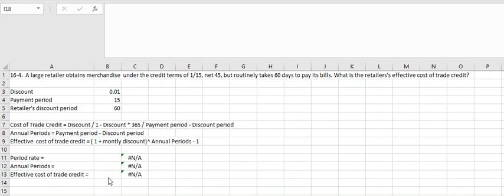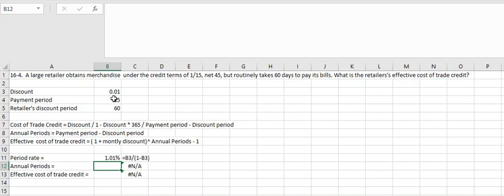So first we want to look at the period rate. And you've calculated that already. And that's just simply your 1% divided by 1 minus that 1%. And so the period rate, over that trade credit term, costs 1.01%.